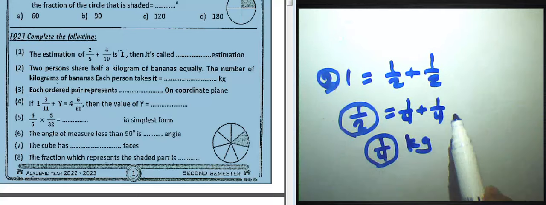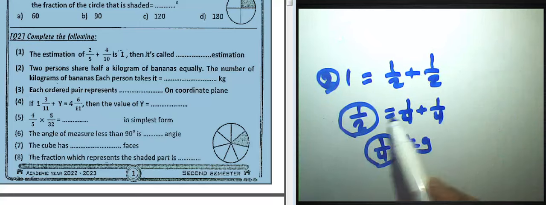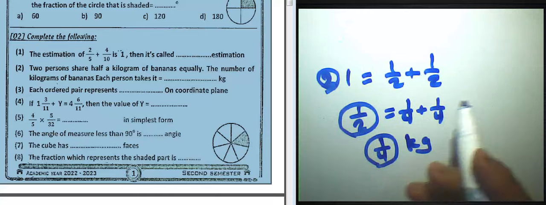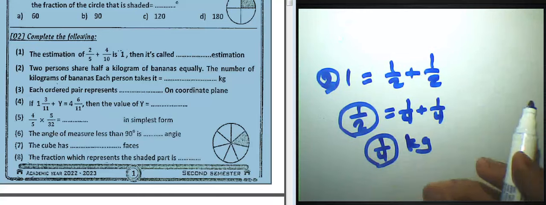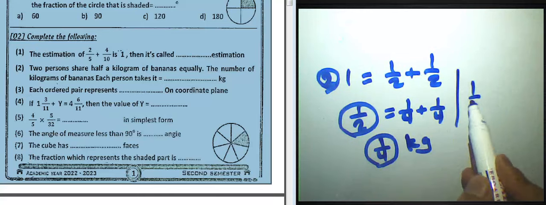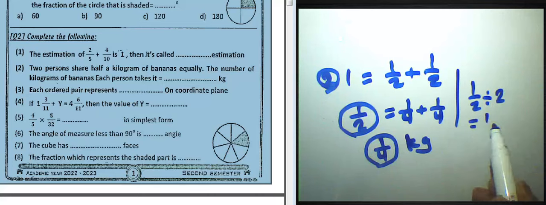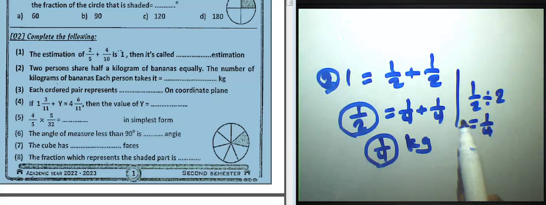Okay, again, two persons share half a kilogram of banana. We can divide it: half divided by 2 equals fourth. Again, half divided by 2 equals what? Equals fourth, because we divided half a kilogram by 2 persons. Half divided by 2 equals fourth. We must write fourth here in the space.